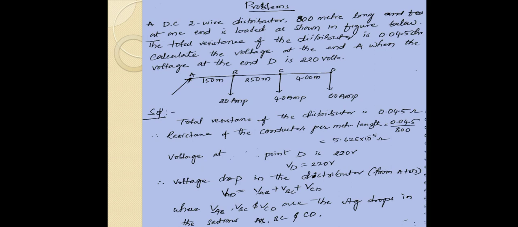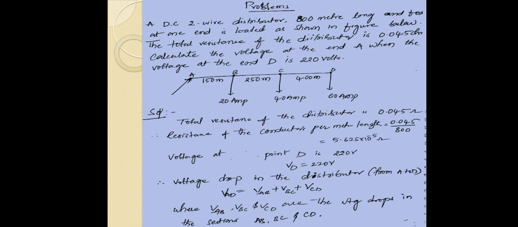Here the total resistance of the distributor is given, that is 0.045 ohms. The length of the distributor is 800 meters. The voltage at the second end, that means at D, is 220 volts. We need to calculate the voltage at end A, that means at the feeding point A.